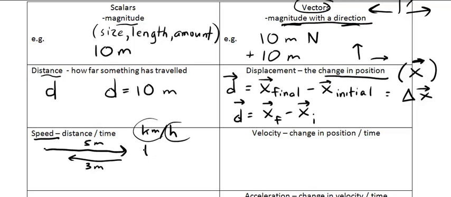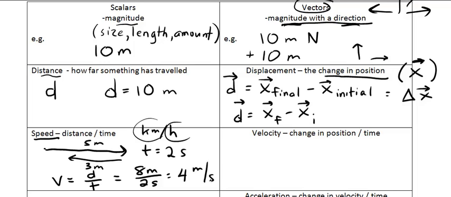Okay, let's say it takes 2 seconds to do this. So time is 2 seconds. So they went 8 meters in 2 seconds. Speed is v, and it is distance over time. So in this case, 8 meters over 2 seconds, the speed is 4 meters per second.